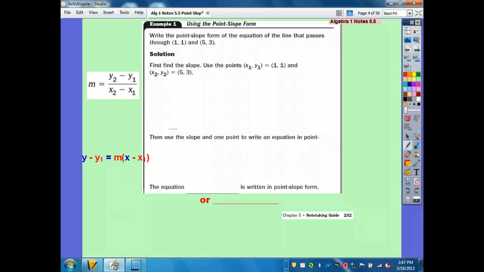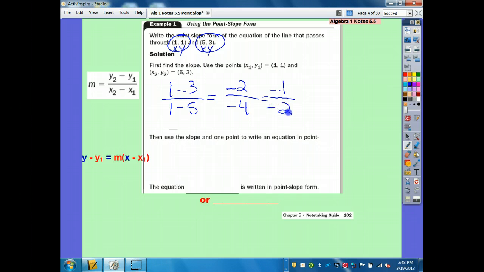Write the point slope form of the equation of the line that passes through (1, 1) and (5, 3). Now, do we know our slope? So number one, do we have our slope or do we have to find the slope? This one we have to find our slope. So we will, x, y, I love to label mine. So 1 minus 3 over 1 minus 5 equals what? When I simplify this, what's 1 minus 3? Good. 1 minus 5? Simplify that, I get a -1 over -2.